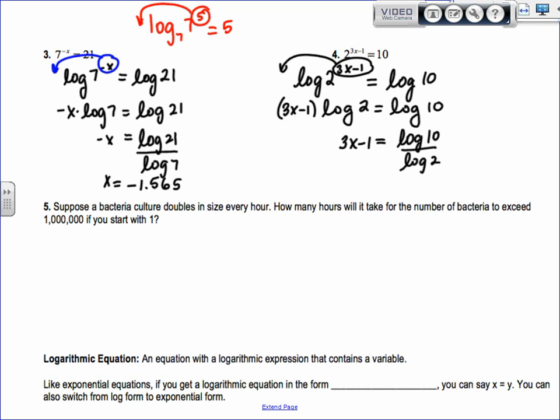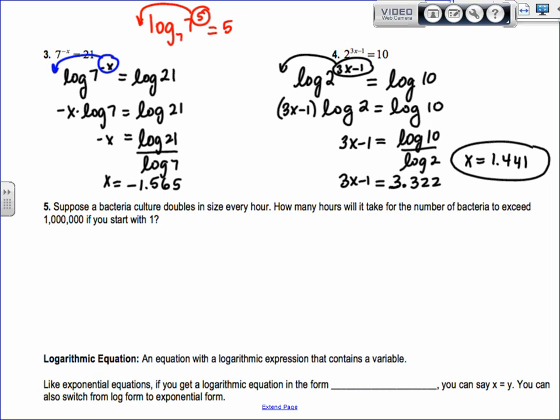So try that. So log of 10 divided by log of 2. I get 3.322. So I'm keeping that in my calculator. I'm adding 1 to it, and I'm dividing by 3. So you should get x equals 1.441. Did you guys all get that? Okay, good.